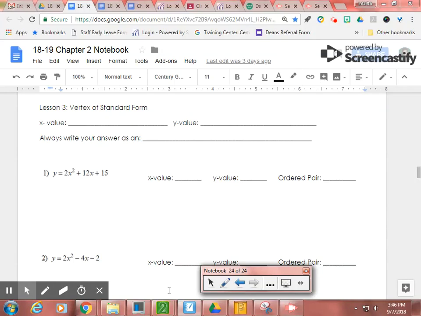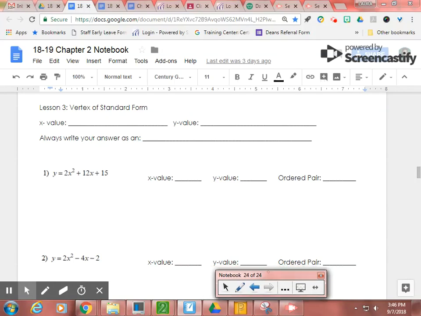Lesson 3 is finding the vertex of a standard form equation. So if you want to find your x value of the vertex, you're using this equation, negative b divided by 2a. That's a super important equation, and it's never ever going to go away. Your y value is going to be to plug x into the equation. So you're going to plug x in and you're going to solve.